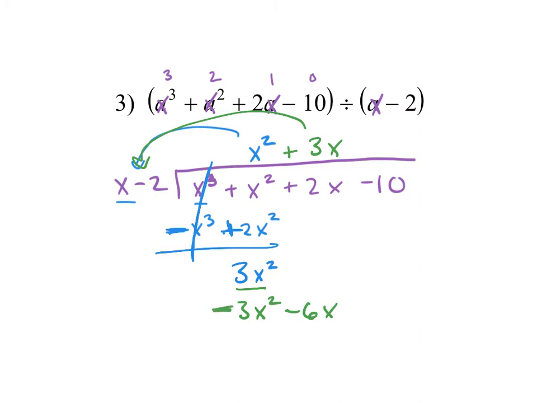What do we do next? Change signs and drop the 2x. And add them together. So what happens to the 3x squareds? Cancel. What is 2x plus 6? 8x. What's next?